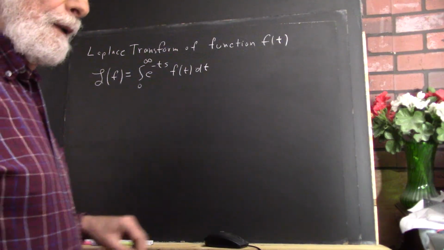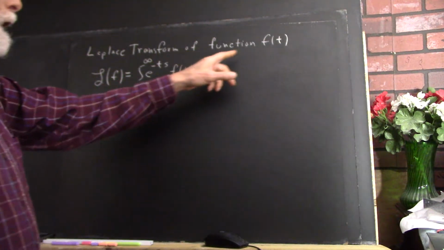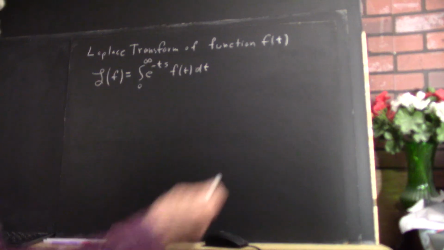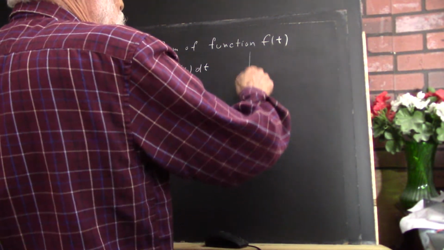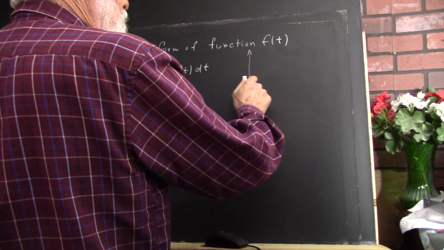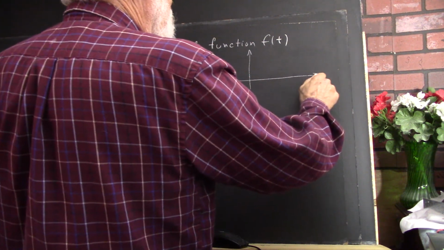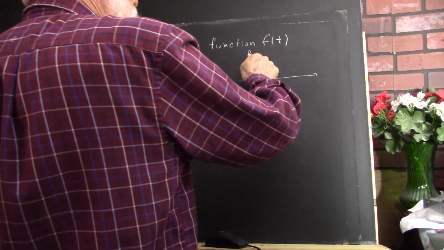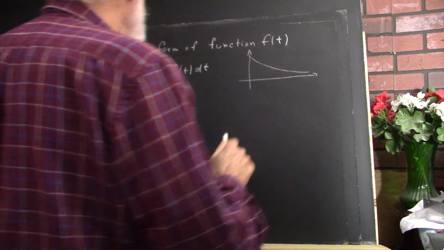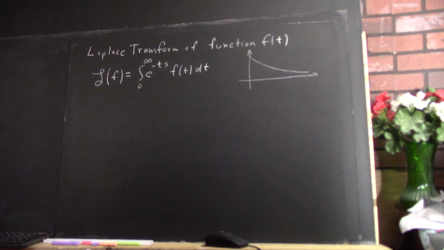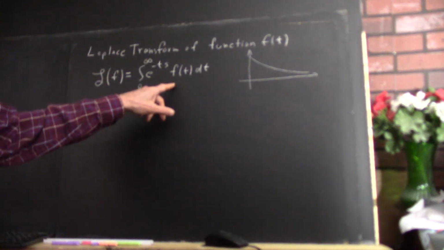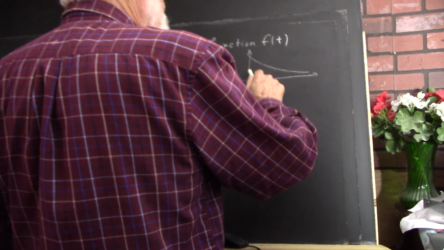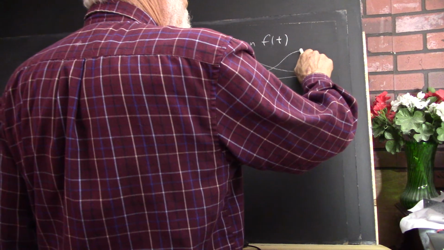Okay, so again, the Laplace transform of a function f of t is just defined as this relatively simple integral. To give you a picture of the integral, what we're doing is integrating this function, which is a decreasing exponential, with the function f of t. So whatever f of t is, let's just say it is a relatively simple function that maybe does something like this.